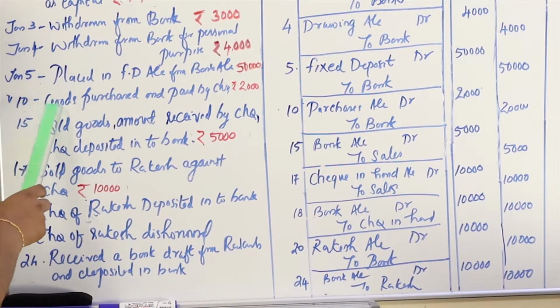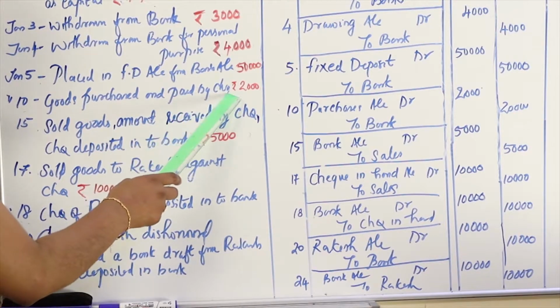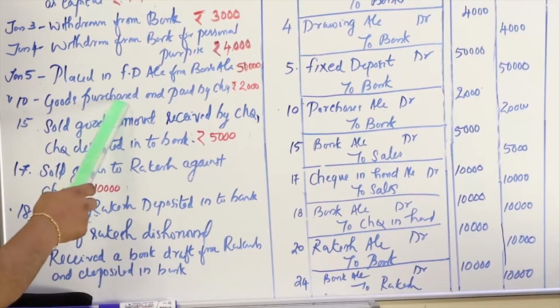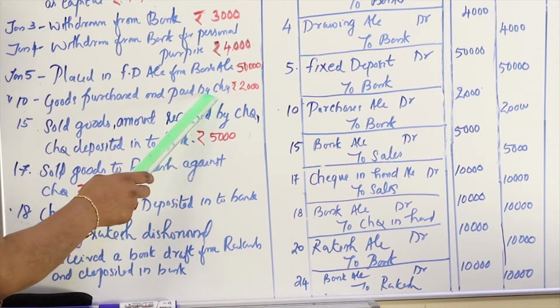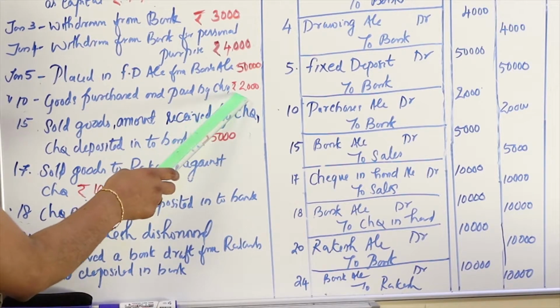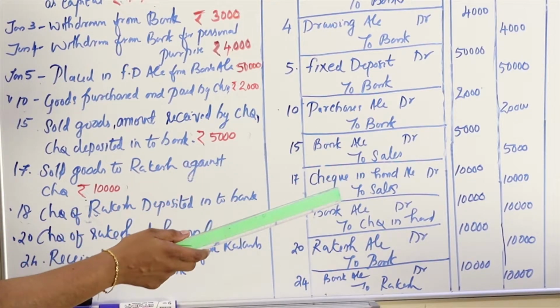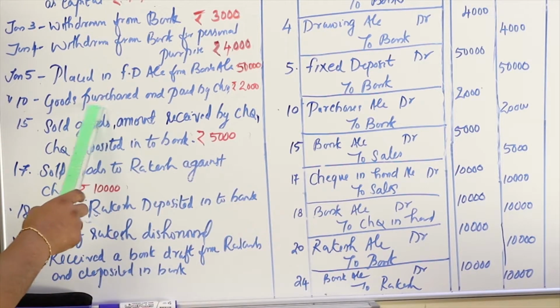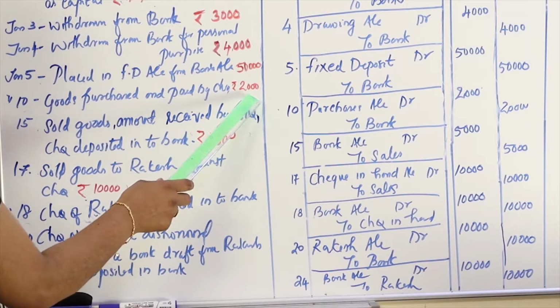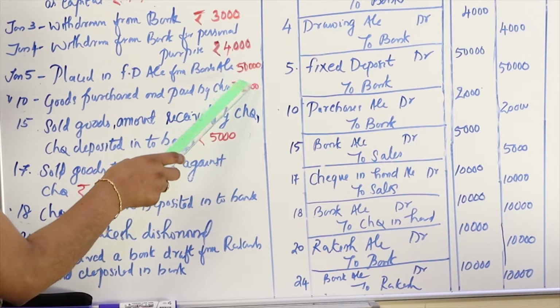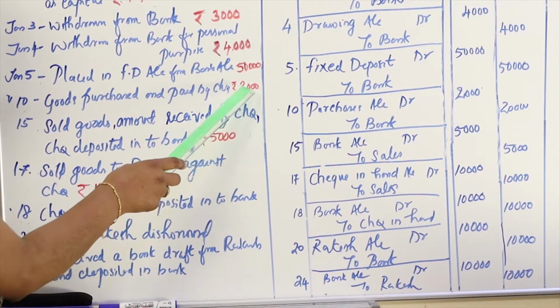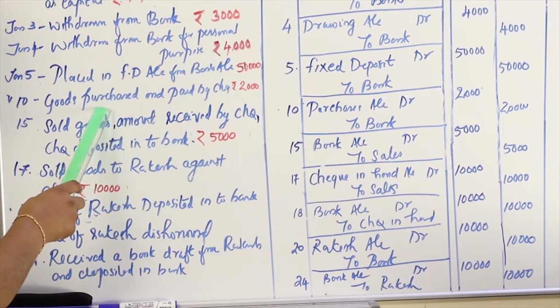So Jan 10th, goods purchased and paid by check. So we purchased goods and we gave a check, which means our bank is reducing because 2000 rupees is going from our bank and it is getting to the supplier. So this amount is removing from our bank. So our bank is decreasing. So we have to credit bank and we have to debit purchase.